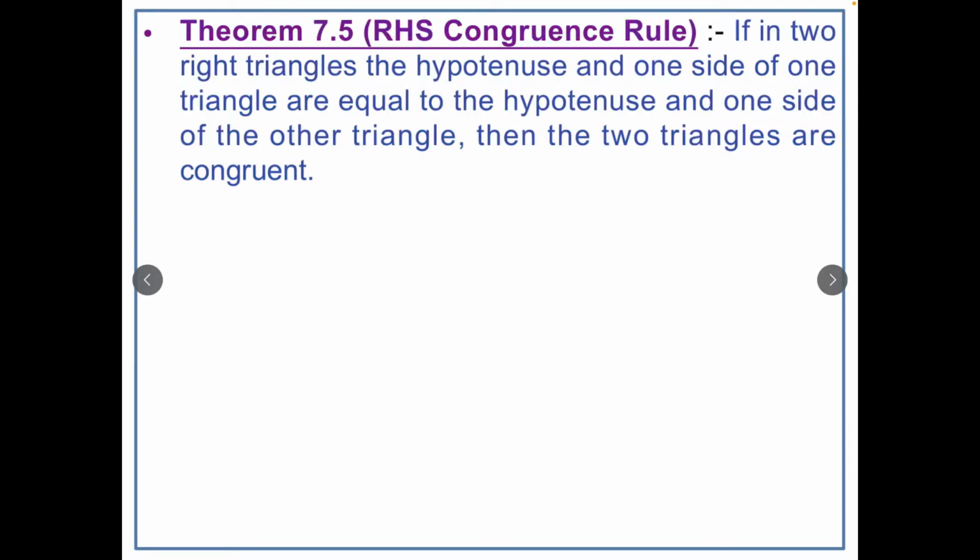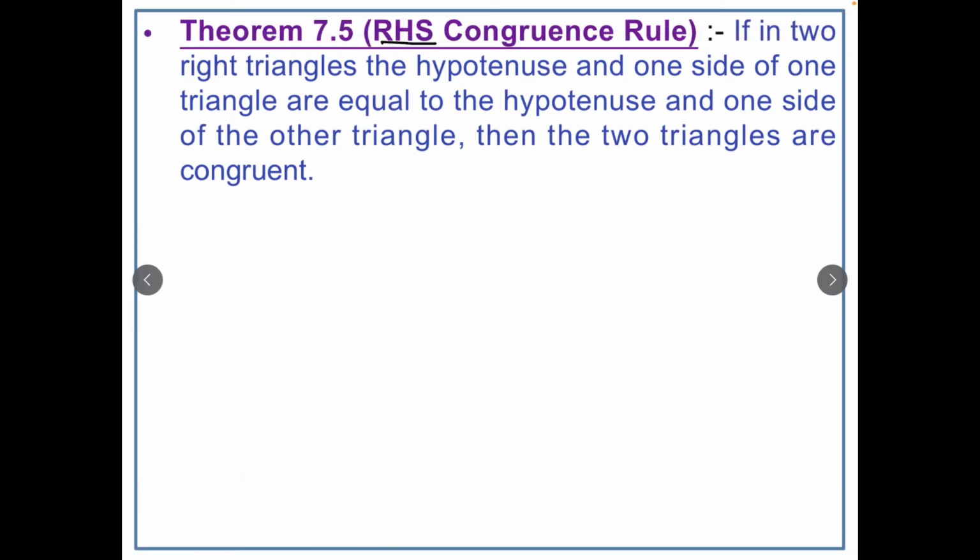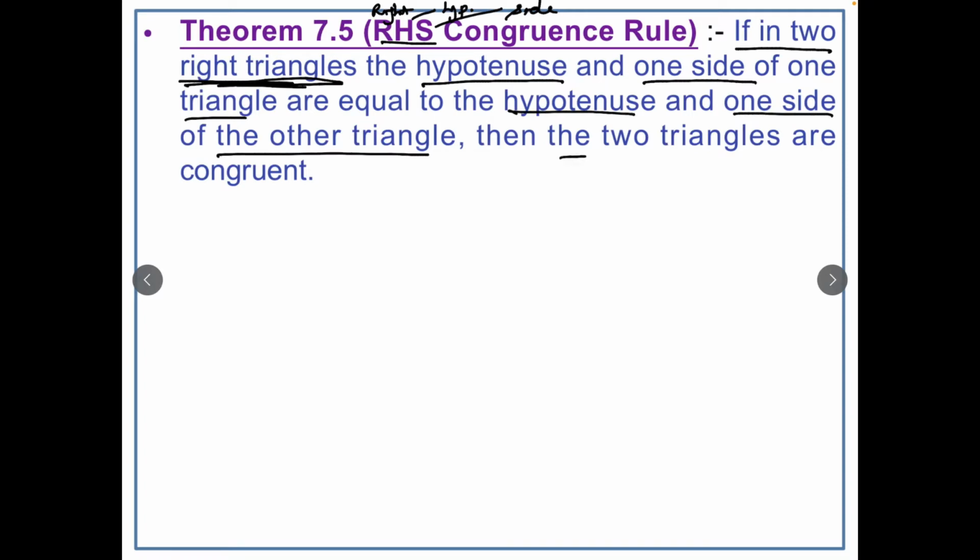Now moving ahead, next is Theorem 7.5, which is commonly called RHS. In this, R stands for right angle, H stands for hypotenuse, and S stands for side. So this is the right angle, hypotenuse, side congruence rule, which says that if in two right triangles the hypotenuse and one side of one triangle are equal to the hypotenuse and one side of the other triangle, then the two triangles are congruent.